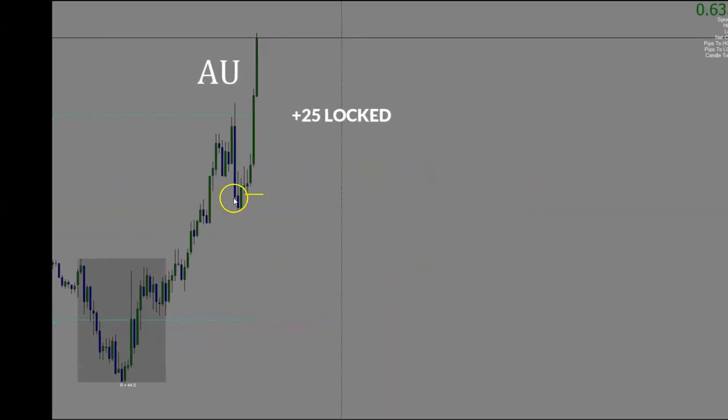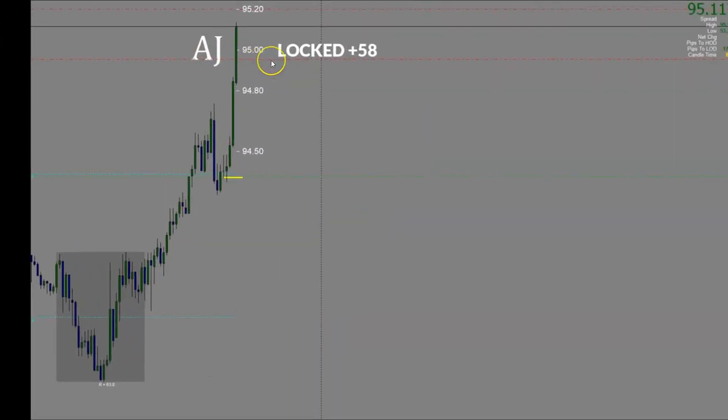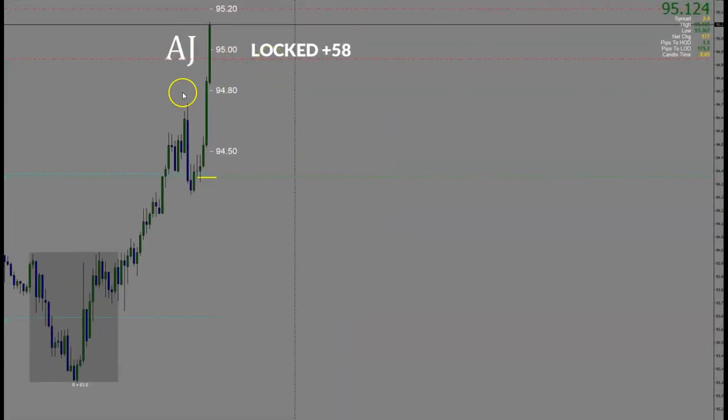All right, the market's still moving, and it took me out, and this trade was worth 54 pips. So I'm out with 54 pips. I have moved this protective stop now again, the third time, to lock in 58 pips, and I am targeting up here at 95.20.